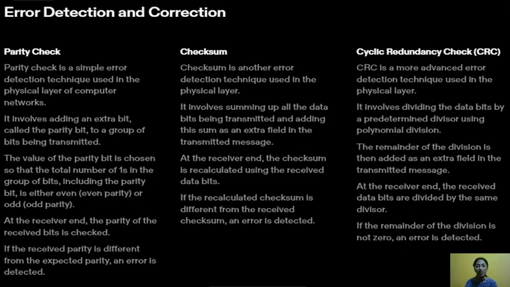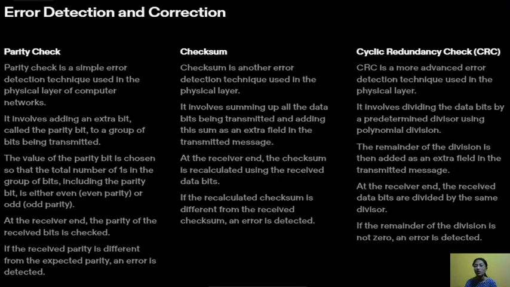The next one is checksum. It is another error detection technique used in the physical layer, which involves summing up all the data bits being transmitted and adding this sum as an extra field in the transmitted message. At the receiver end, the checksum is recalculated using the received data bits. If the recalculated checksum is different from the received checksum, an error is detected.